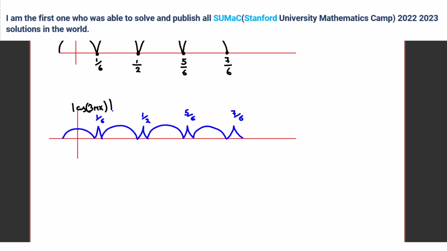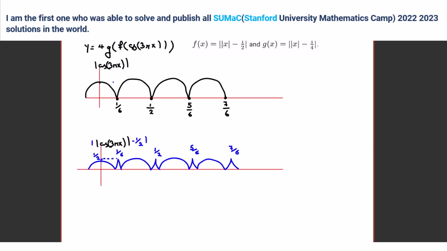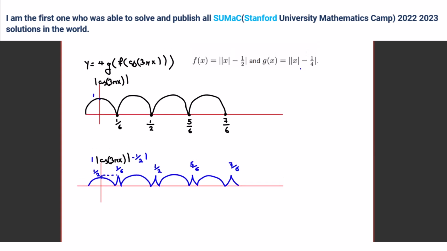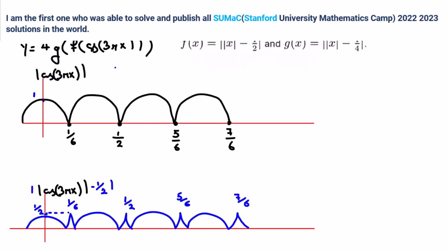If we consider this one minus 1/2, absolute value, the y coordinate of all of them is 1/2. But this one was 1. Agreed? So it was f of that. Now for g, we should consider absolute value, then subtract 1 over 4, then absolute value again, and multiply by 4, right?